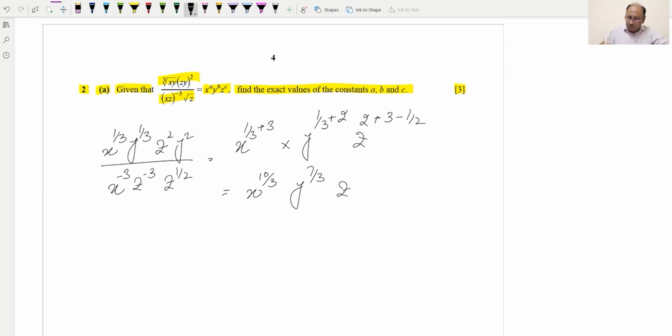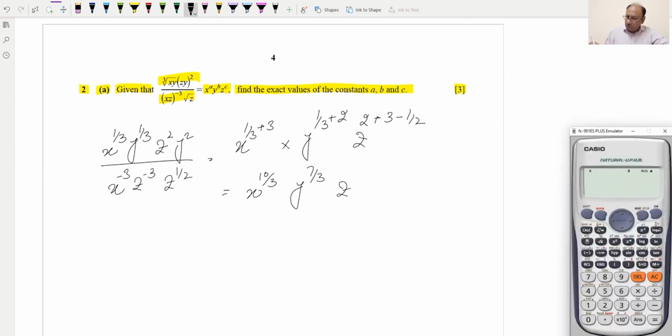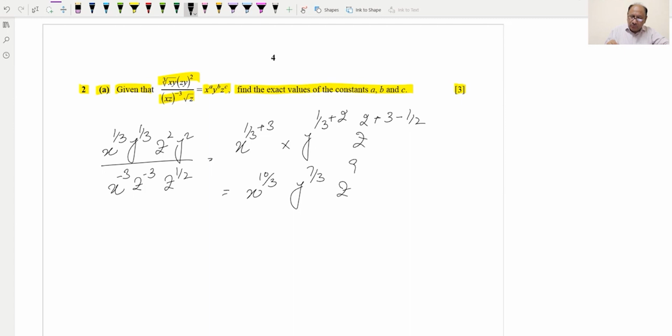Similarly, for z, the power we can check: 2 plus 3 minus 1 over 2 will be equal to 9 by 2. So 9 by 2. So these will be the powers. Now we can compare this with this one, which is equal to x raised to the power a, y raised to the power b and z raised to the power c.